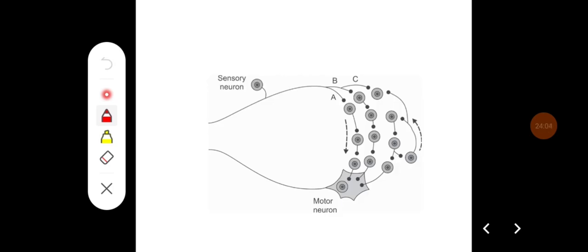So this is the diagram of reverberating circuits. Because of the involvement of many synapses, which are supposed to carry impulses to the motor neuron, sometimes some of the synaptic activity goes back to the previous neurons, and they cause the reverberating circuits, which lead to the after discharge, which leads to the prolonged effect on the motor neuron, which is called after discharge.